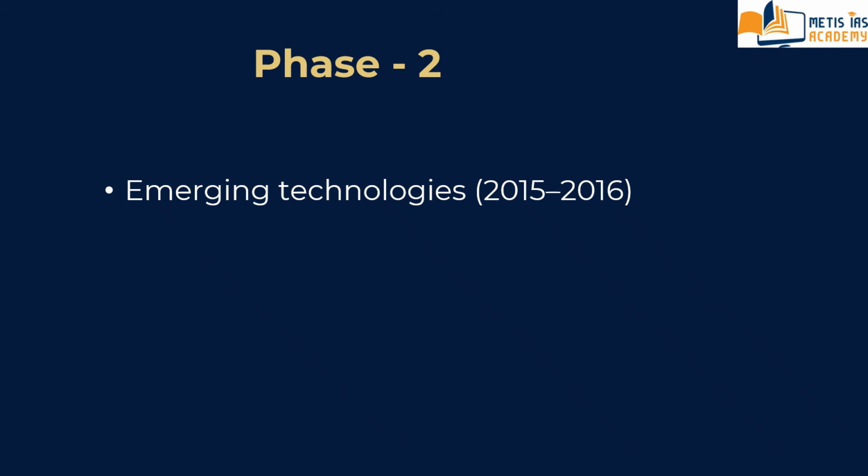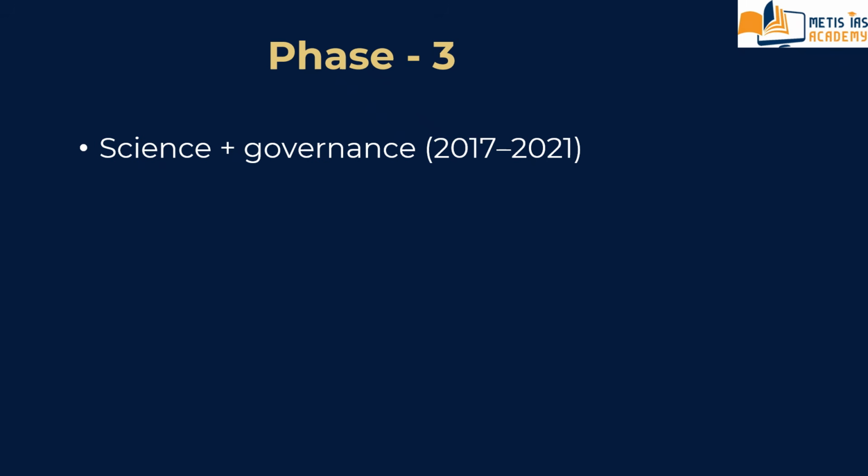Emerging technologies are discussed in this phase. Then we are moving to phase 3, that is 2017 to 2021. Science became increasingly integrated with governance and sustainability. So that is why questions were framed differently. Examples include electronics recycling standards, remote sensing applications, innovation ecosystems. So technology was now appearing inside policy and environmental contexts.